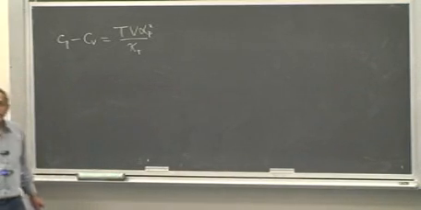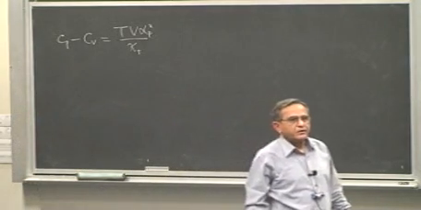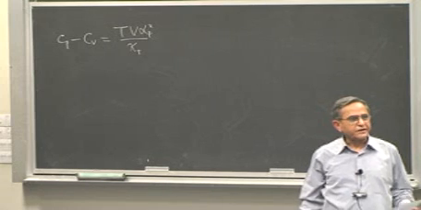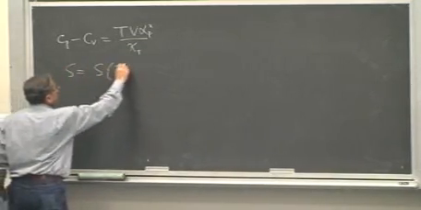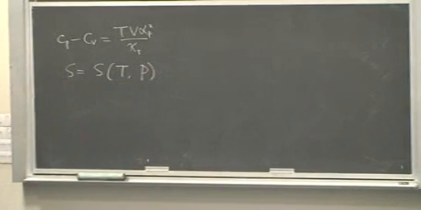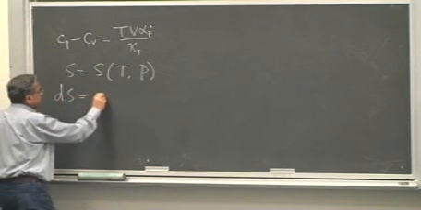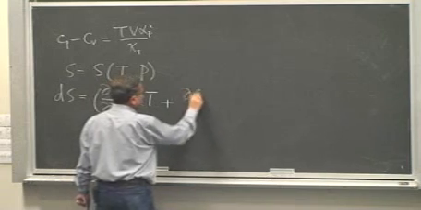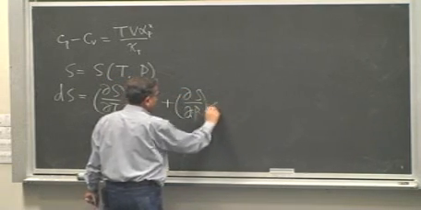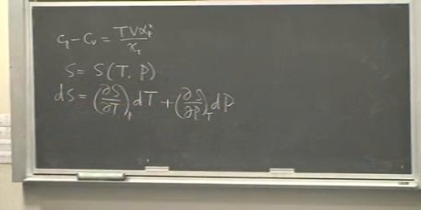Start with S as a function of temperature and pressure. You can always do that: take any variable as a function of any other two variables. Then we can write ds as partial differential of S with respect to T at constant P times dT, plus the partial differential of S with respect to P at constant T times dP. I'm doing this again and again because this is what you need to do to know how these things work. So we have a very obvious statement about the change in entropy when temperature changes and pressure changes.